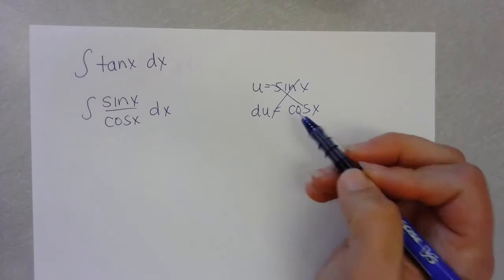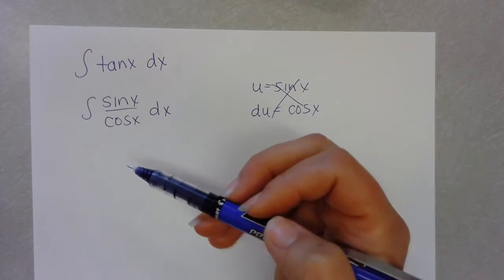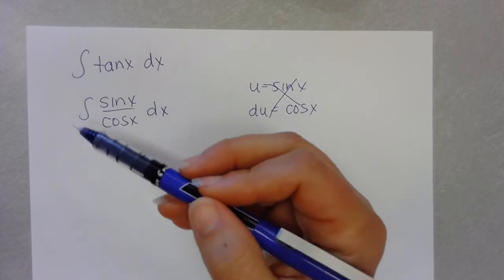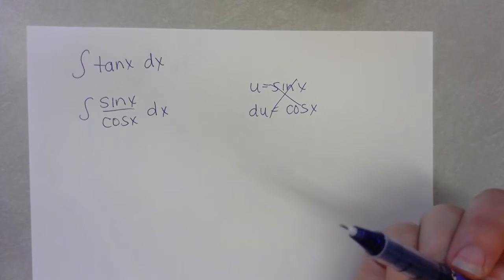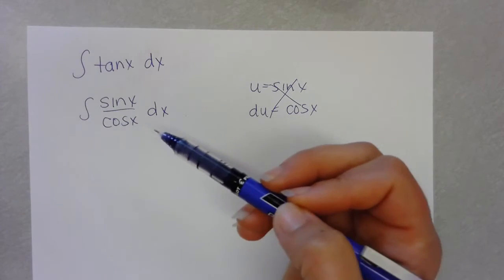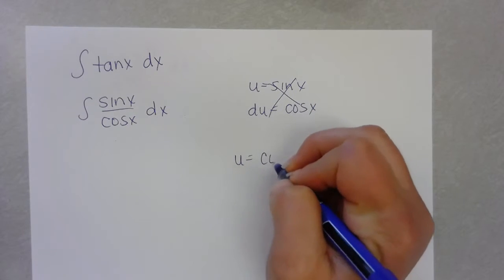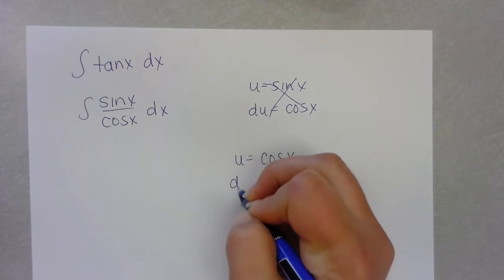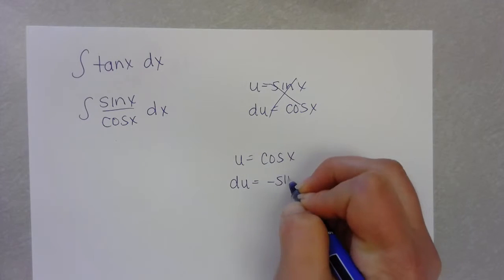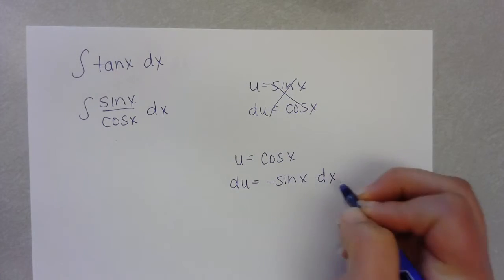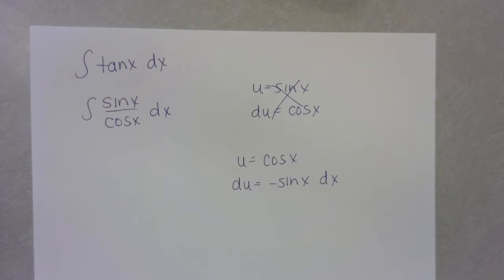So let me just say that for the record, whenever I have a fraction sort of thing, I would say 90% of the time u comes from the denominator. So instead we're going to use u equals cosine of x. Now our du will be negative sine of x dx. So replacing this, right?